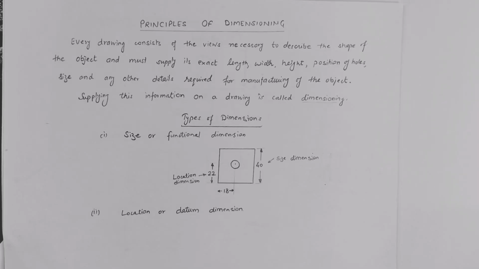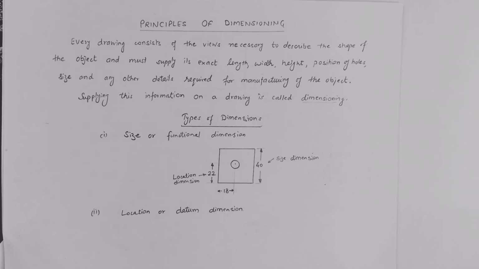Principle of dimensioning. Every drawing consists of the views necessary to describe the shape of the object and must supply its exact length, width, height, size, position of holes, and any other details required for the manufacturing of the object. Supplying this information on a drawing is called dimensioning.